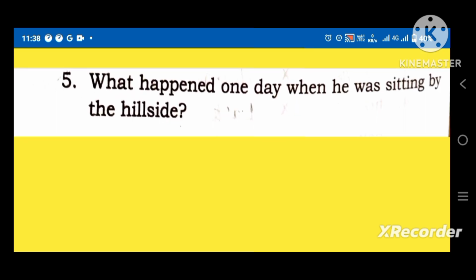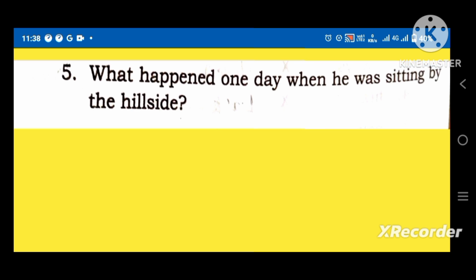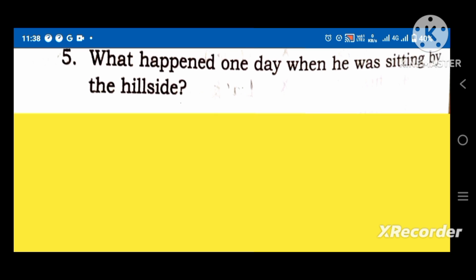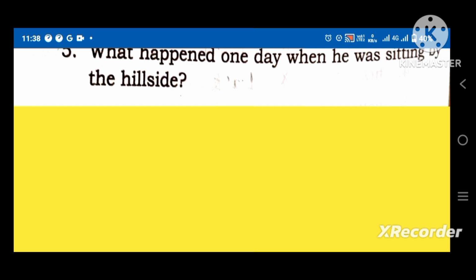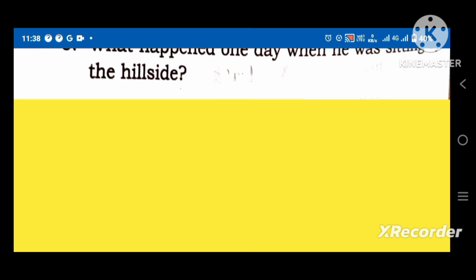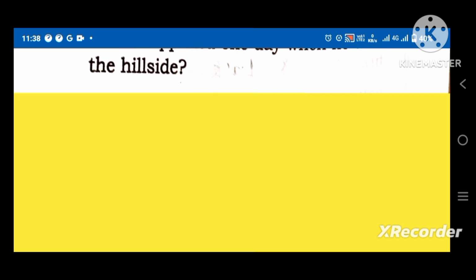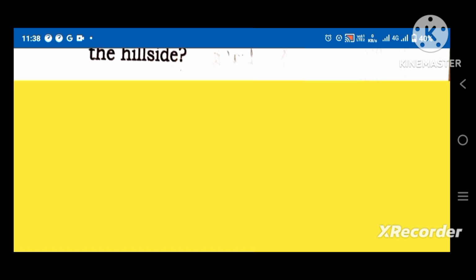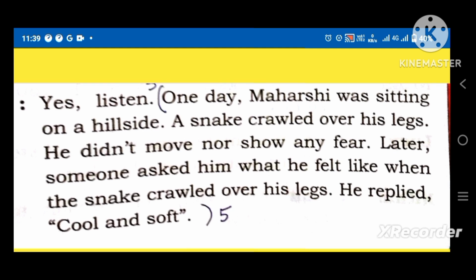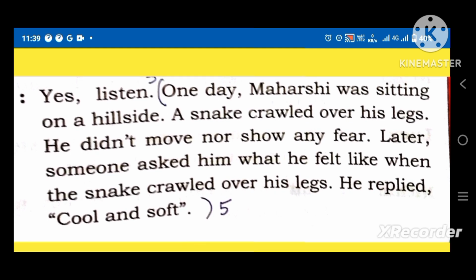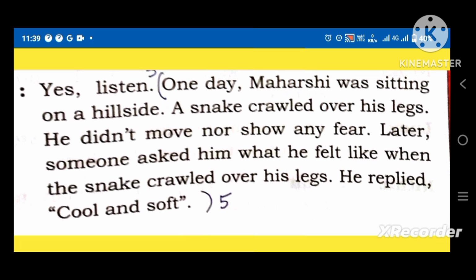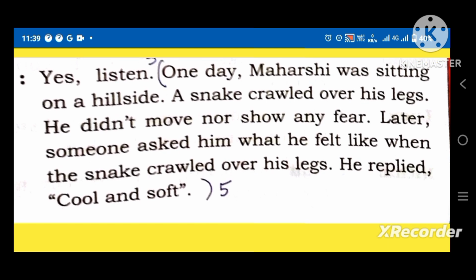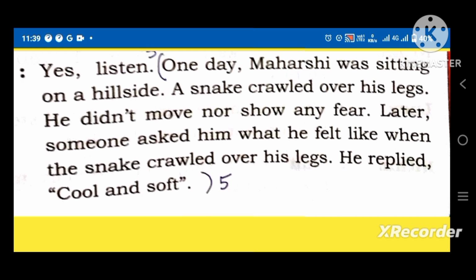Fifth question: What happened one day when he was sitting by the hillside? One day Maharshi was sitting on a hillside. A snake crawled over his legs. He didn't move nor show any fear. Later, someone asked him what he felt like when the snake crawled over his legs. He replied, "Cool and soft."